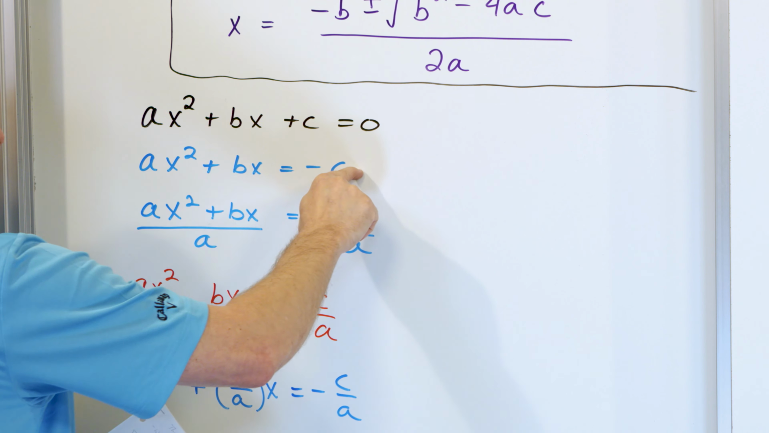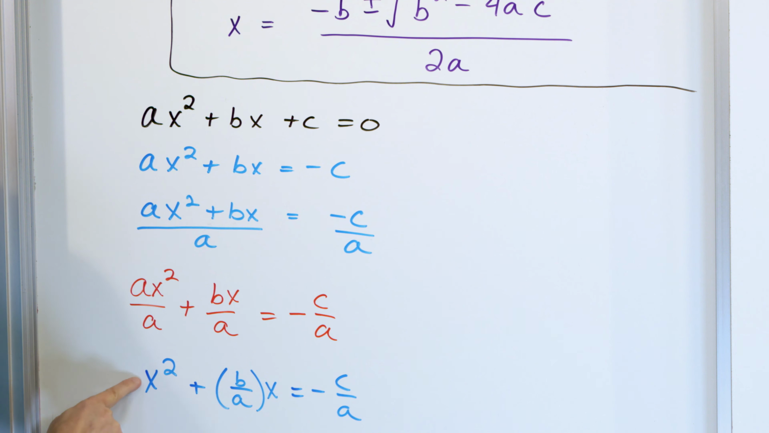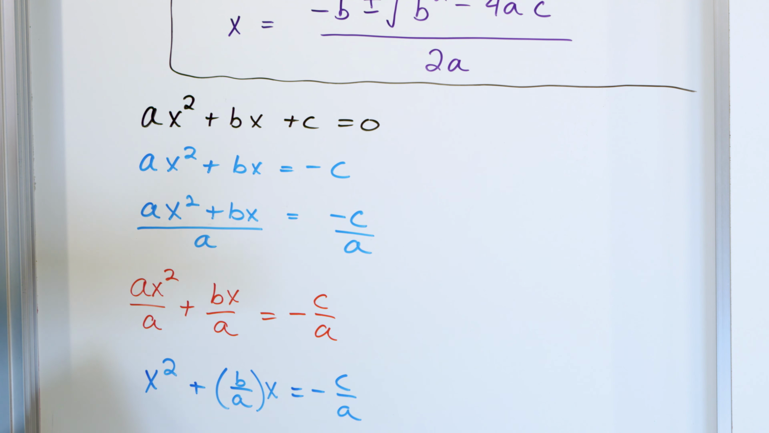We move the constant term to the right, then we divide through and make this coefficient of x squared just equal to 1. In the course of doing that, we introduced these fractions, which is not nice. I agree with you, it's not fun. But the next step of the process is very straightforward.